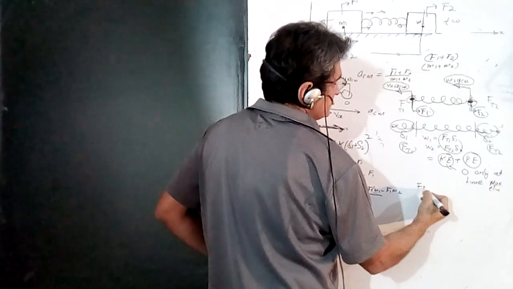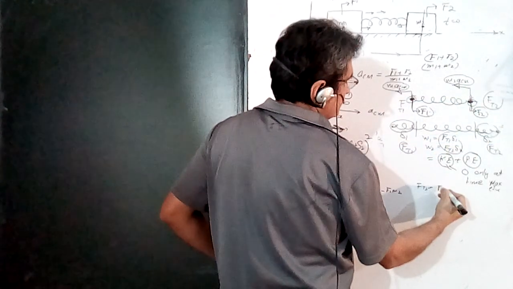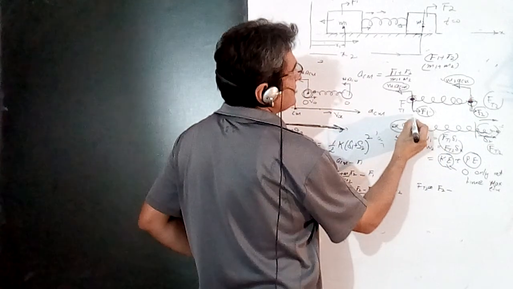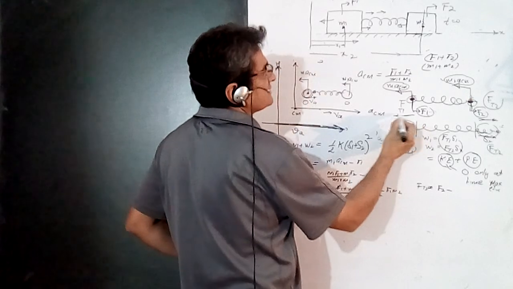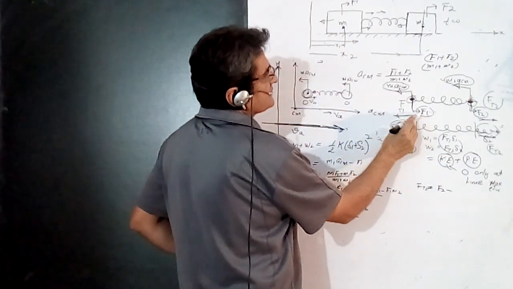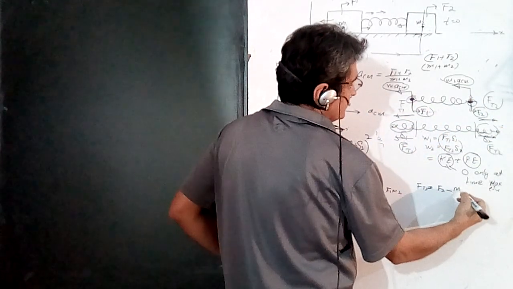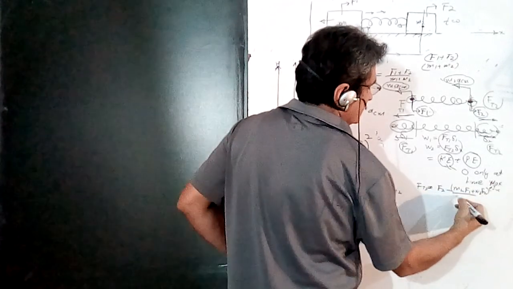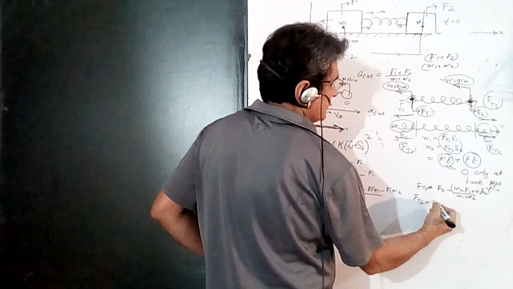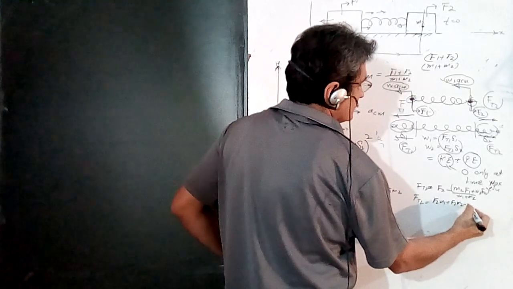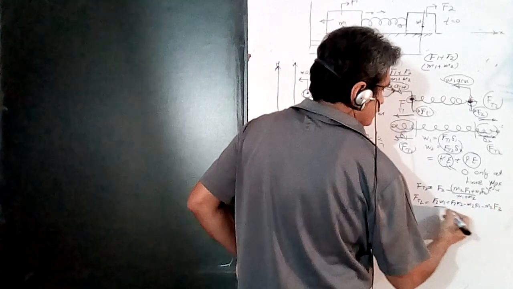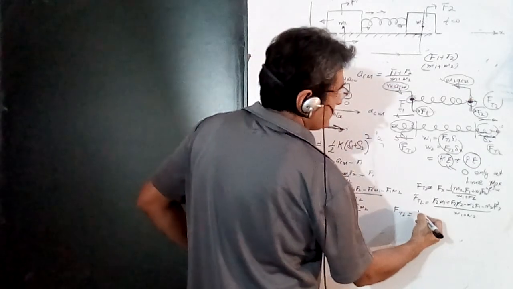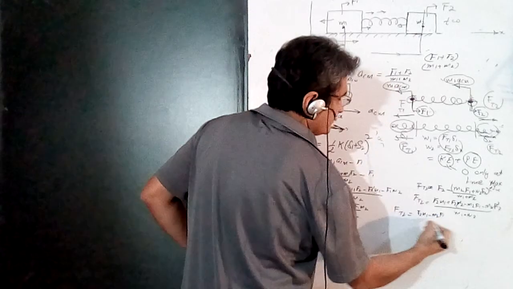What is F total 2? F total 2 is F2 minus M2 A center of mass, because I am seeing the forces along the extension. Here I was seeing in this direction, here I was seeing in this direction. I am seeing the forces along the displacement. So here I have taken M1 A center of mass minus F1. Here I am taking F2 minus M2 A center of mass, which is (M1 F1 plus M2 F2) upon (M1 plus M2). So my F total 2 is (F2 M1 plus F2 M2 minus M2 F1 minus M2 F2) upon (M1 plus M2). This gets cancelled, so my F total 2 is (F2 M1 minus M2 F1) upon (M1 plus M2).